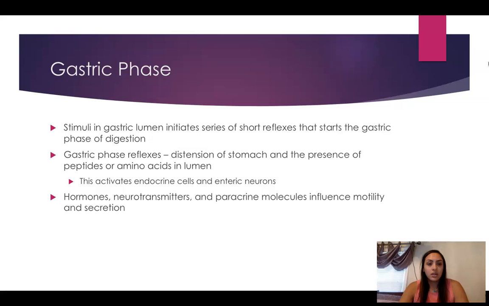So, to start, I'm going to just go over the slides. The gastric phase is a stimulus in the gastric lumen that initiates a series of short reflexes that starts the gastric phase of digestion. Like I just said, after you swallow food, it goes down the esophagus into the stomach, and that's going to stimulate everything. The gastric phase reflexes are distension of the stomach and the presence of peptides or amino acids in the lumen. That's also what I just said about the semi-digested proteins.